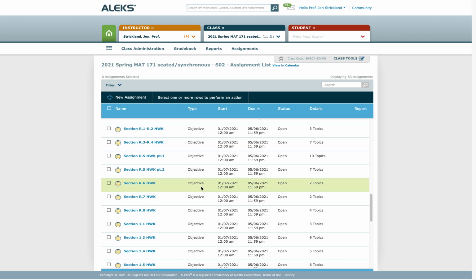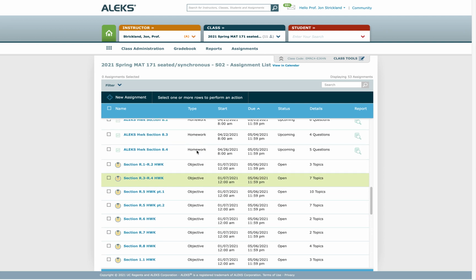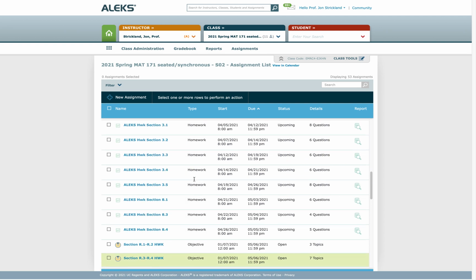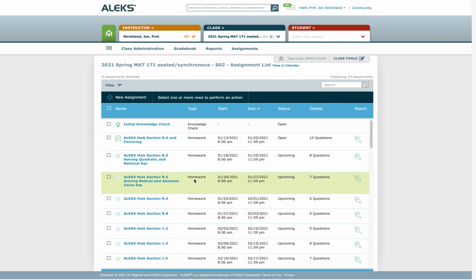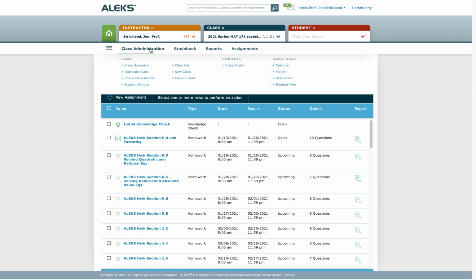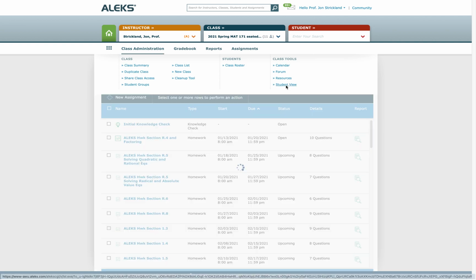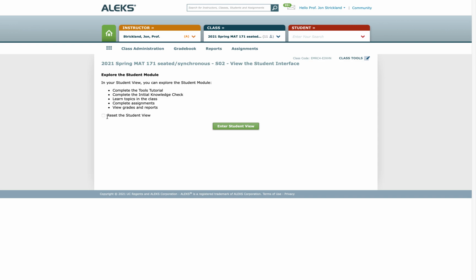And again, accessing and working on them, they're optional, but they are not for a grade. Anything that's listed as objective but not homework, those are optional, but anything that's listed as homework will be mandatory.